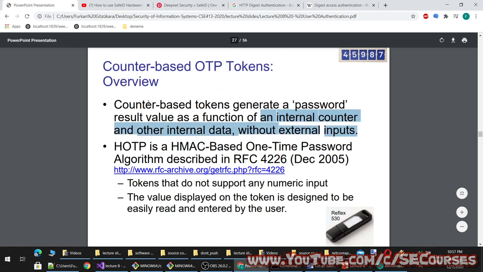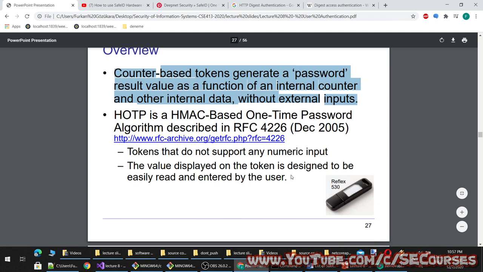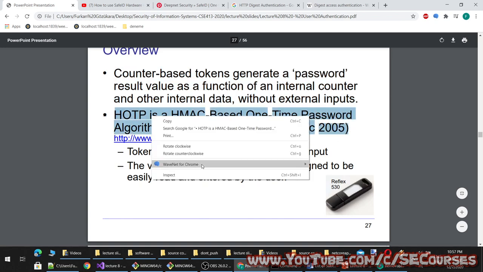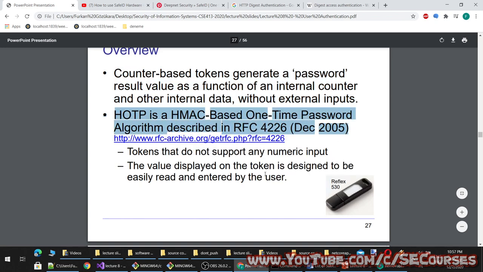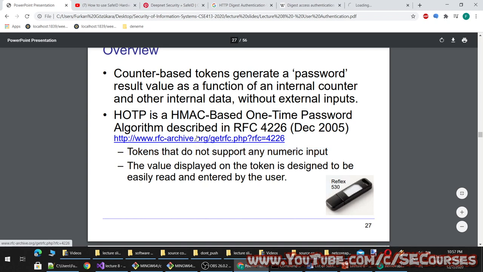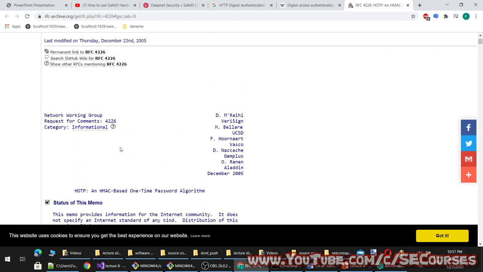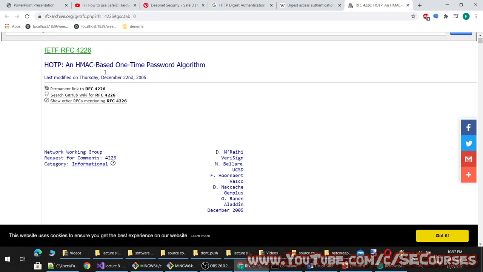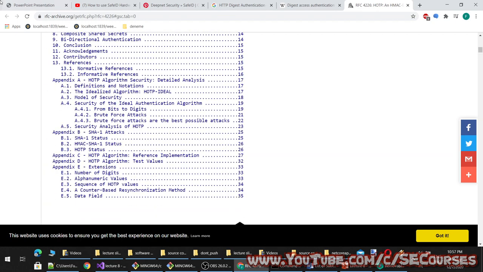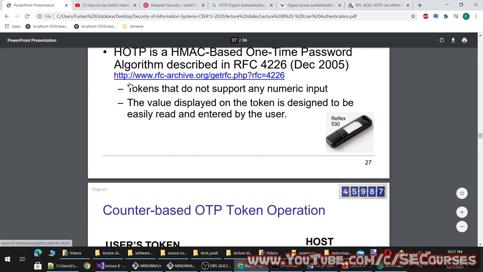Counter-based OTP tokens, overview. Counter-based tokens generate a password result value as a function of an internal counter and other internal data without external inputs. HOTP is an HMAC-based one-time password algorithm described in RFC 4226, December 2005. Okay, you can read all details about this here. It is 35 pages anyway.